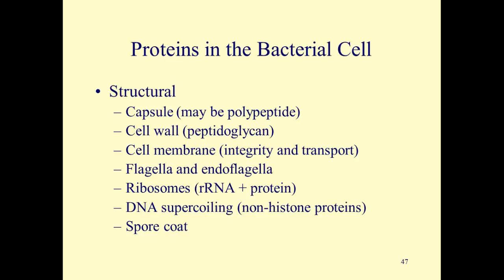Flagella and endoflagella are made of proteins, knowing that they are made of a protein called flagellin. Ribosomes have proteins associated with them. DNA has proteins associated with it. Those are the non-histone proteins that help in supercoiling the DNA. And then surrounding the spore, the endospore, we can also find proteins making up the coat.